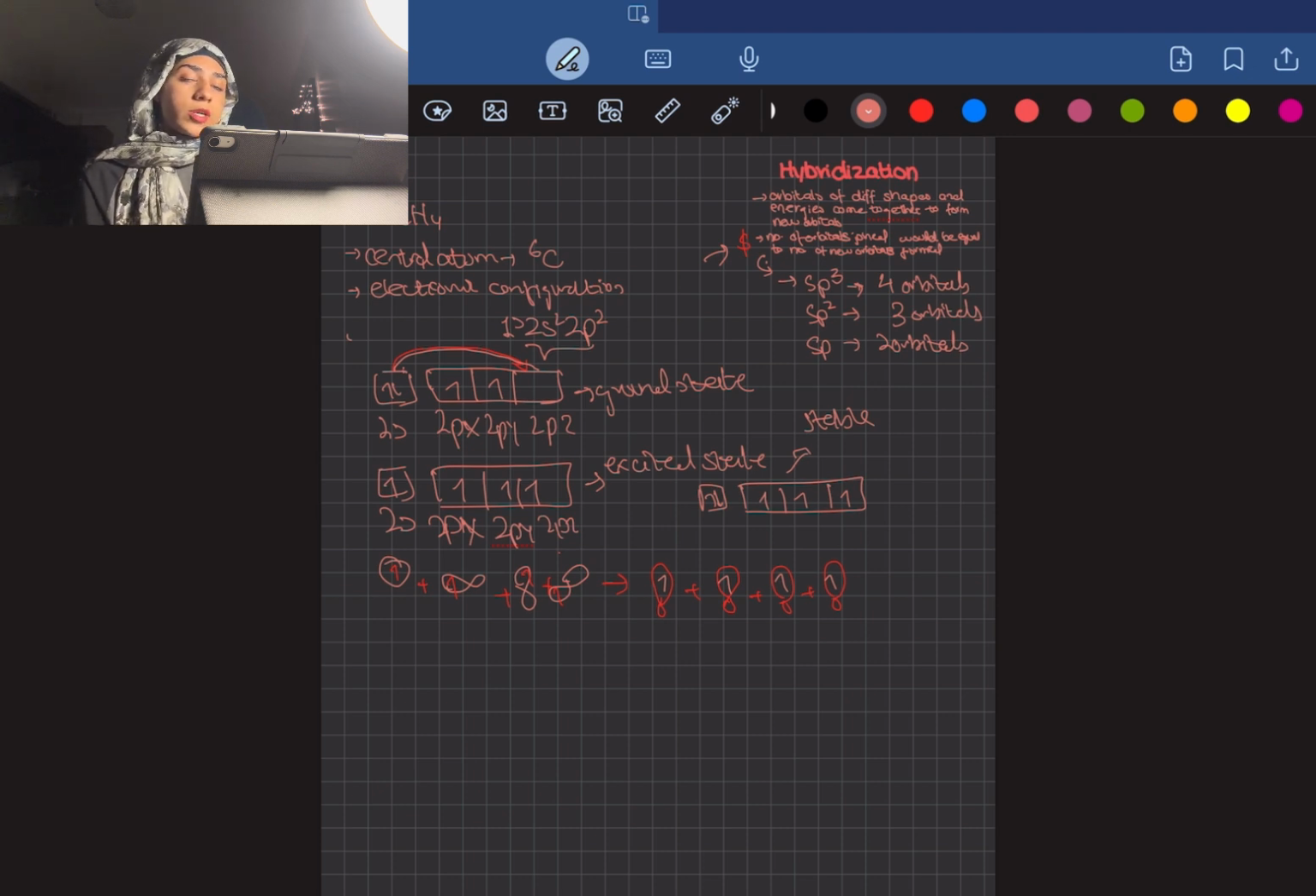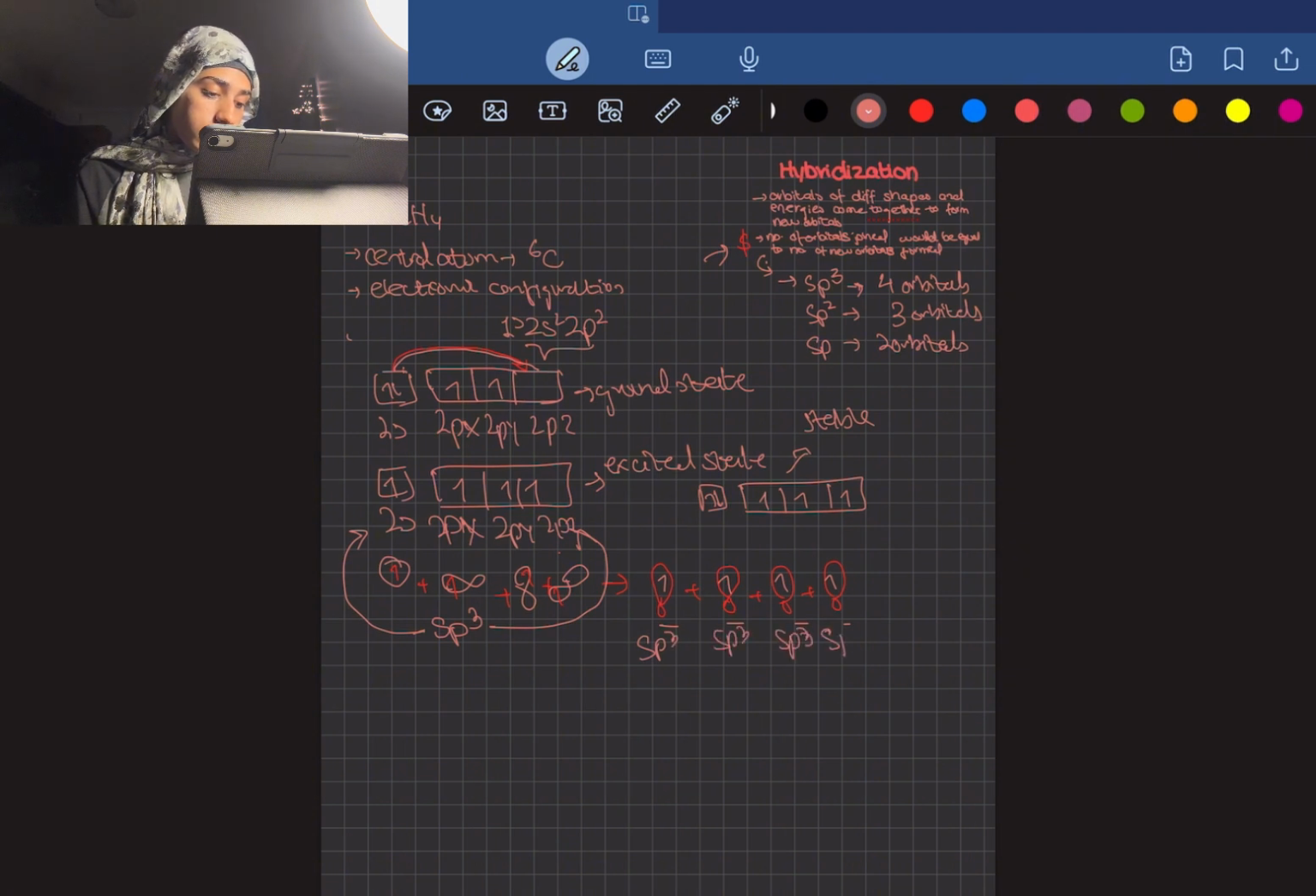Now how do I know what hybridization it is going under? Well, it would be sp3 over here. It's sp3 because I have 1 s orbital and 3 of my p orbitals. So 3 p orbitals are coming together to do this. So each of these orbitals would actually be sp3, sp3, sp3, sp3. So in total I have 4 sp3 orbitals.